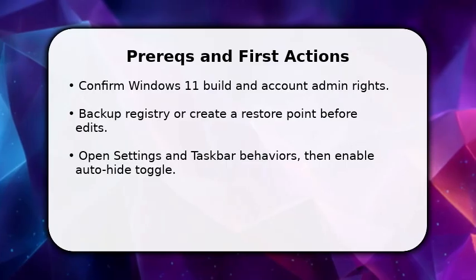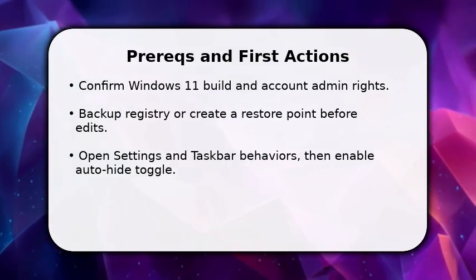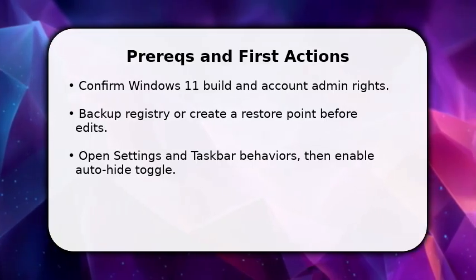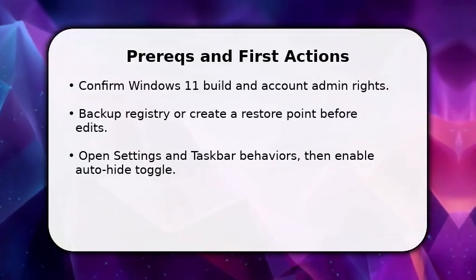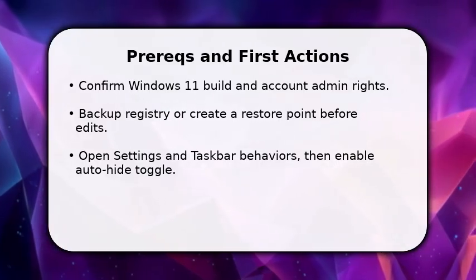You start by confirming you have admin rights and a recent Windows 11 build. This matters because changes require elevated access. Once done, create a restore point or export the registry so you can roll back if needed.